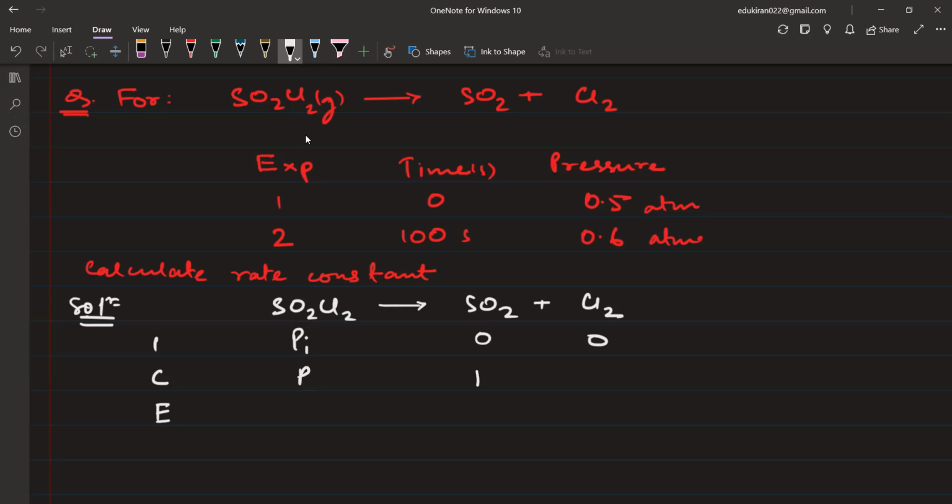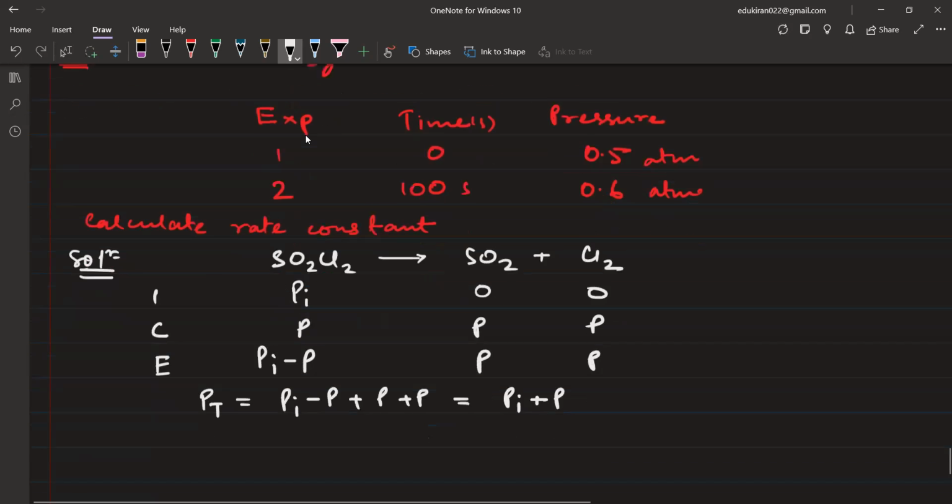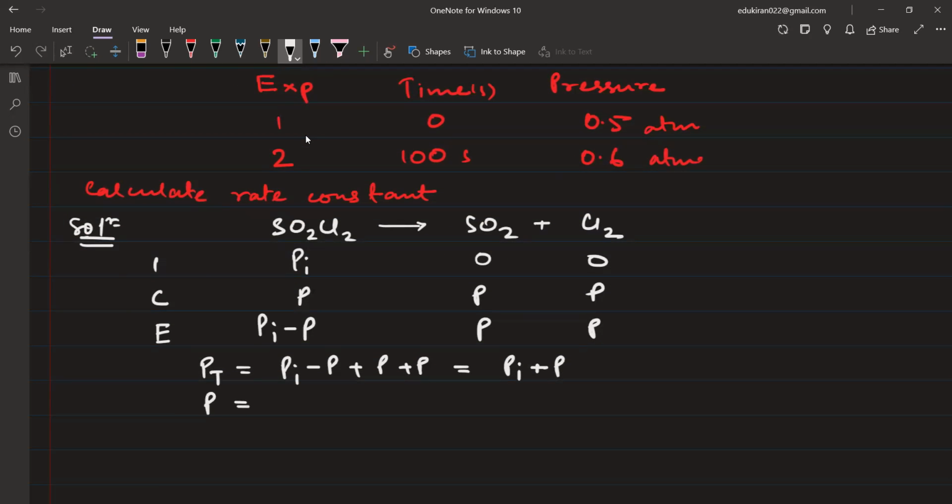Now change will be P. Here we will get P. Here we will get P. Please keep in mind the stoichiometric coefficient. Here it is 1 1 1. तो अभी ठीक है. Equilibrium में it will be what? Pi minus P. Here we'll have P and here also we'll have P. Now then you will write P total is equal to Pi minus P plus P plus P, which is equal to Pi plus P. And then we will write P is equal to PT minus Pi ना, PT minus Pi. पहले भी ये लिखा था ना हमने.